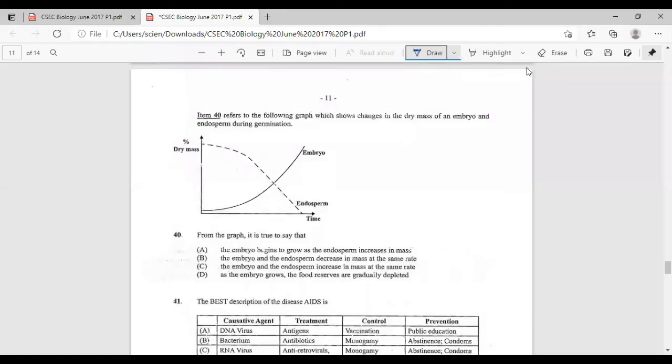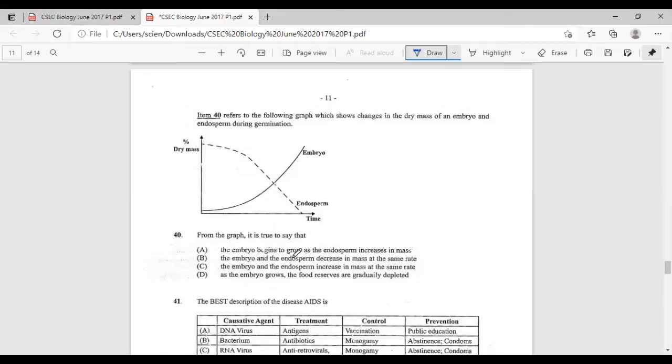Question 40. Item 40 refers to the following graph, which shows changes in the dry mass of an embryo and endosperm during germination. So the actual question: from the graph, it is true to say that, so let us look. A, the embryo begins to grow as the endosperm increases in mass. So the embryo begins to grow, yes. As the endosperm increases in mass, no, we can see that the endosperm is decreasing in mass.